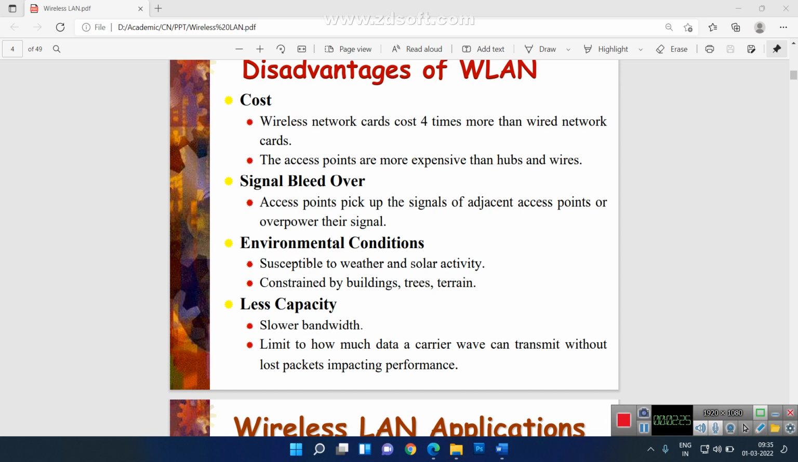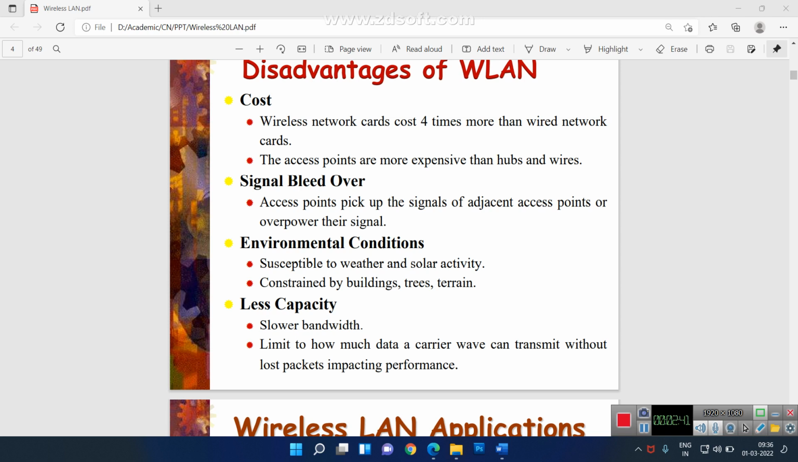And then signal bleed over. Signal bleed over concerns the access point. Whatever infrastructure we have, in that infrastructure we should definitely have an access point. With the help of that access point only can we receive the wireless connection to our system.